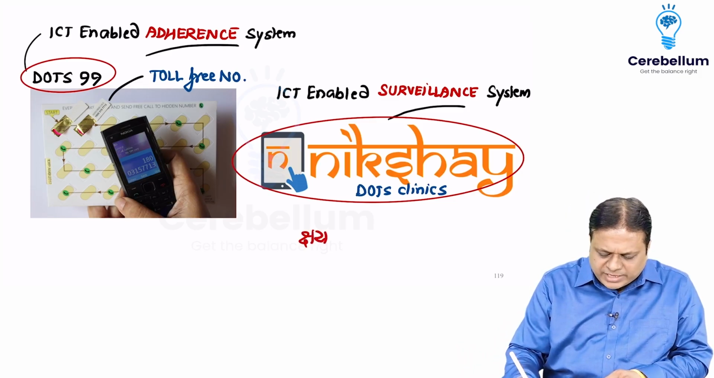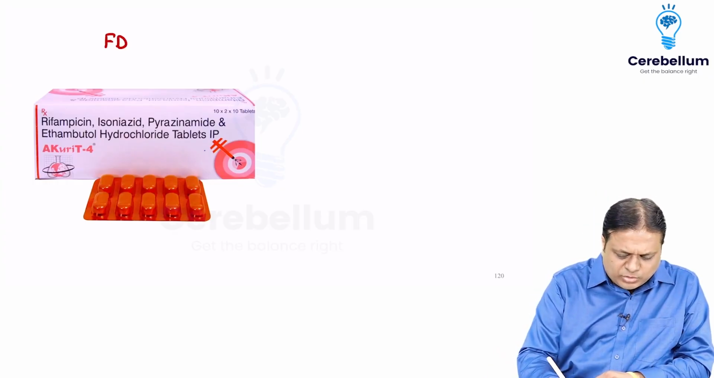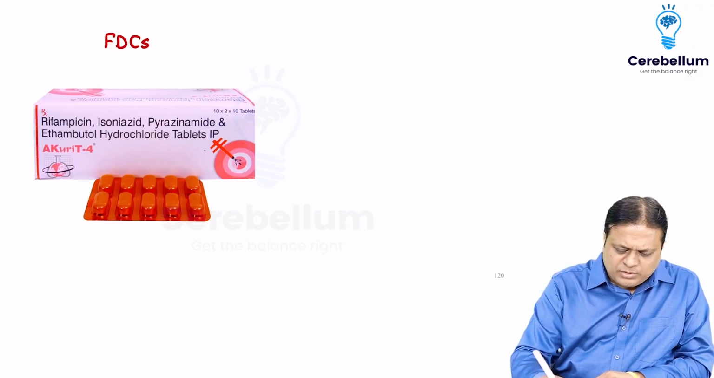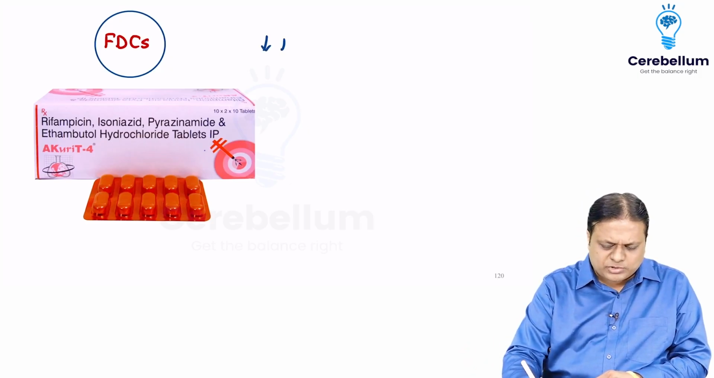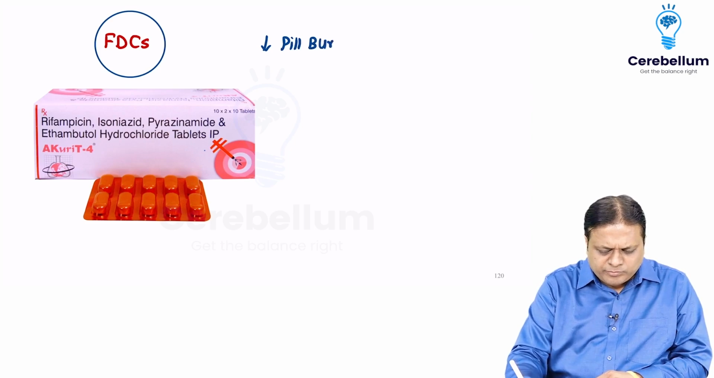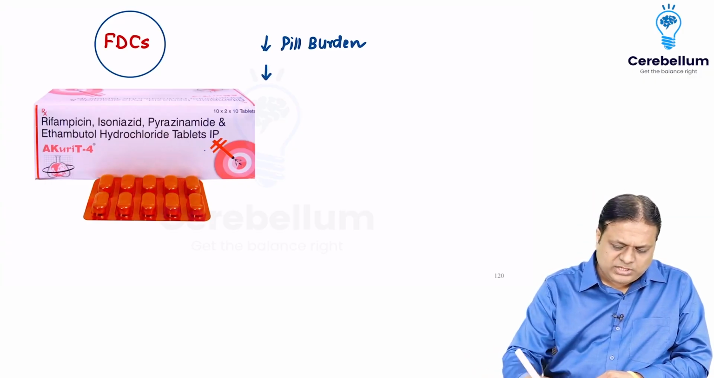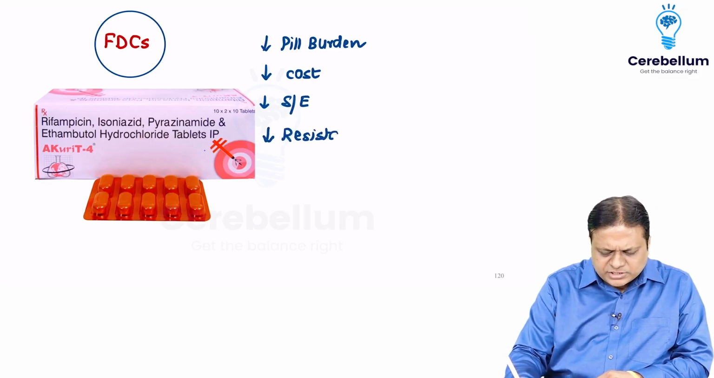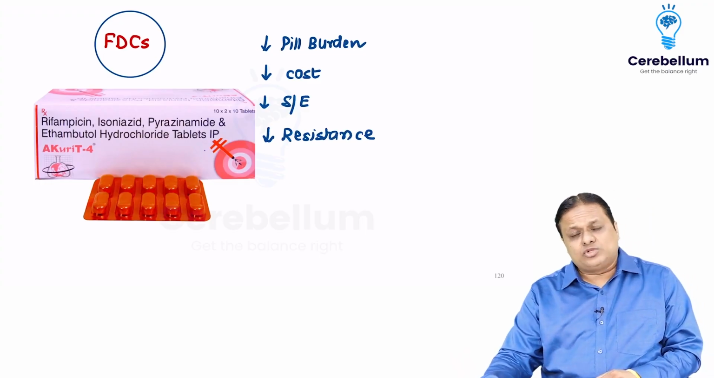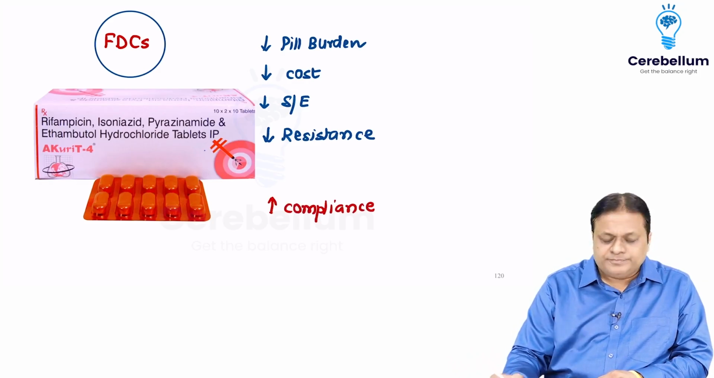Kshay Rog, like Tapedic, is a Hindi name of tuberculosis. FDCs, fixed dose combinations. When we look at fixed dose combinations, it has multiple advantages. It reduces pill burden. It reduces cost to the government of the country and the program. It reduces side effects for the patient, and it also reduces development of resistance. All this with reduced pill burden makes sure there is increased compliance of the patient.